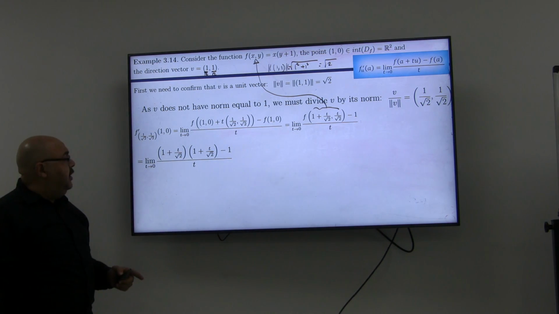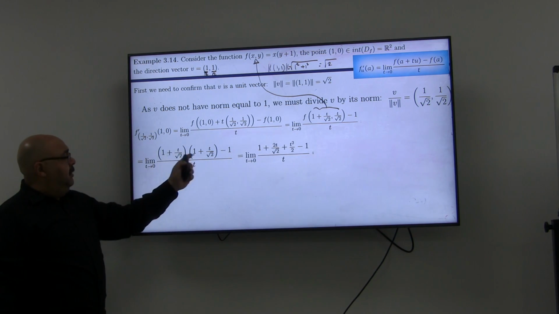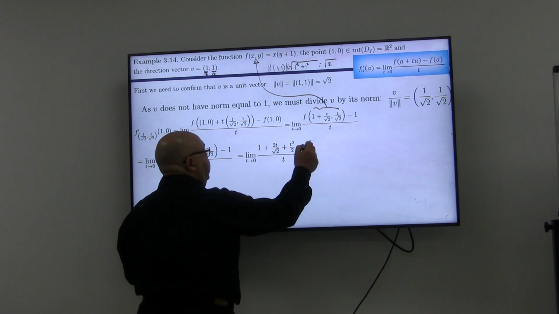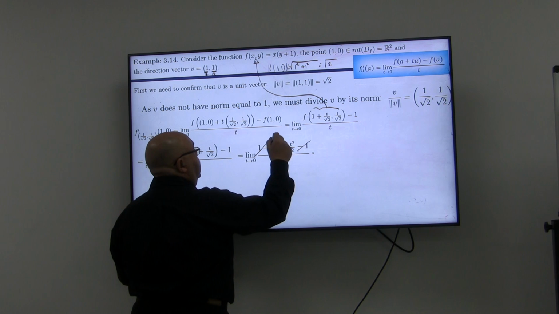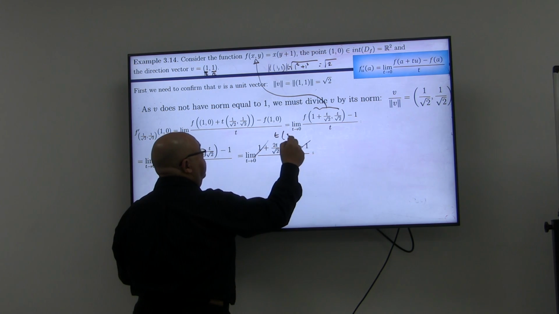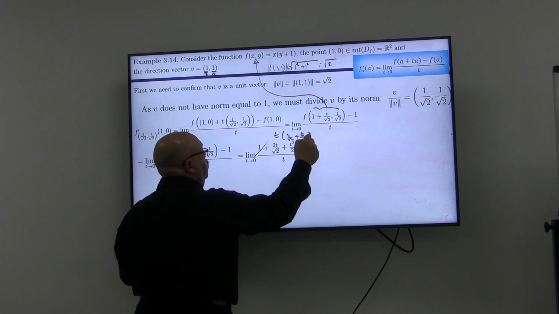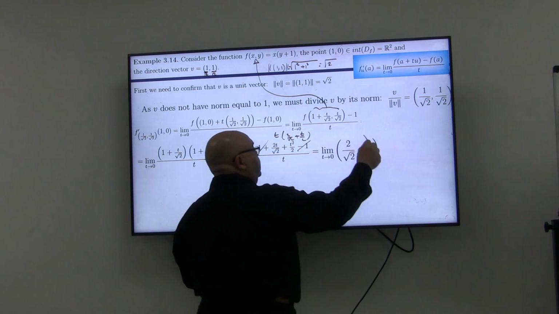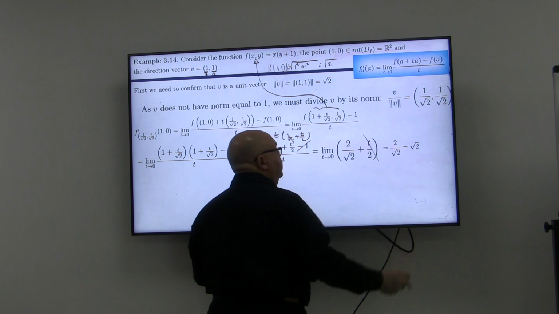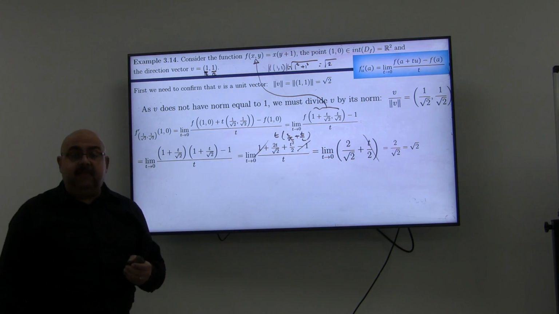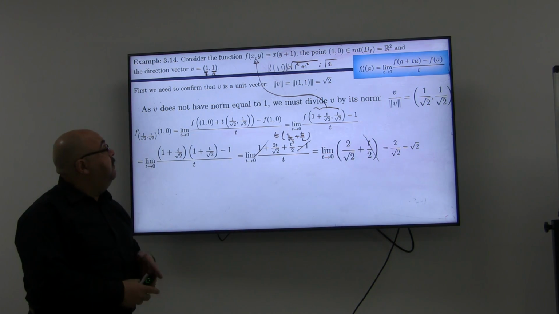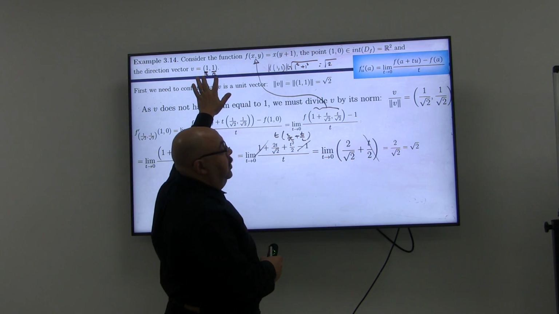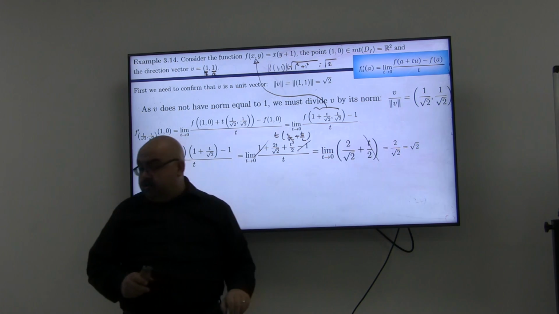So I need to find the limit of this function. Multiplying the brackets and simplifying, eliminating negative 1 with positive 1, taking t as a common factor, you will have 2/√2 + t/2. Simplifying, that's the case. Taking the limit, this part is cancelled. So the directional derivative of the function at the point (1, 0) in the direction of the vector (1, 1) is going to equal √2.